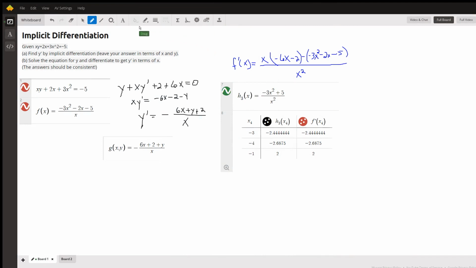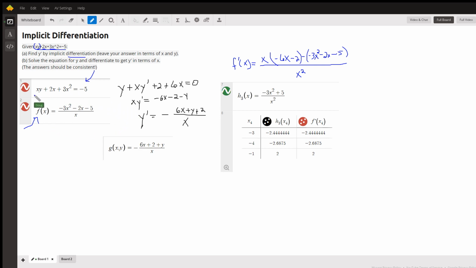Okay, you're given this implicitly defined function right here, and asked to find y prime using implicit differentiation. And then also to solve this function for y in terms of x, which I've done right here. All I did was isolate that term by taking these terms to the other side of the equal sign and then dividing by x. Take the derivative of both and kind of show that they're consistent.